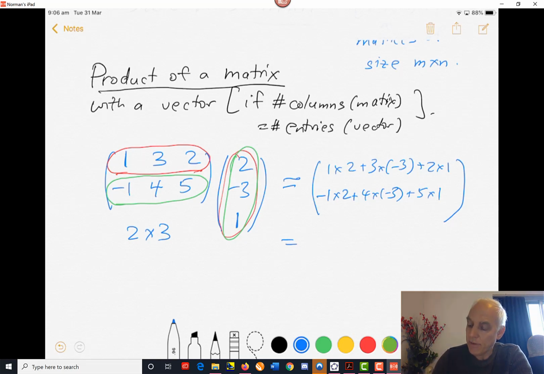We started with this 2 by 3 matrix. This vector is also a matrix. It really has 3 rows and 1 column, so we could say that it's a 3 by 1 matrix. And then the result is something with 2 rows and 1 column, so that's a 2 by 1. So this is how we multiply a matrix by a vector.